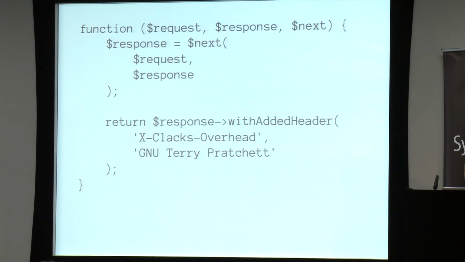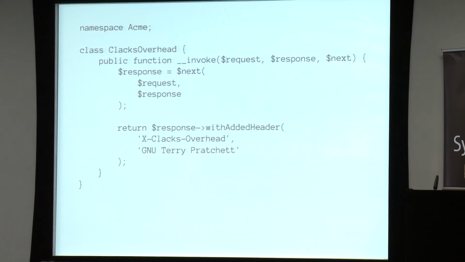Not everyone gets the luxury of dealing with just anonymous functions like this. So if you want to create this as an invocable object, you can, which makes any class callable. It's the same thing, but now you have something that you can pass around to other places.